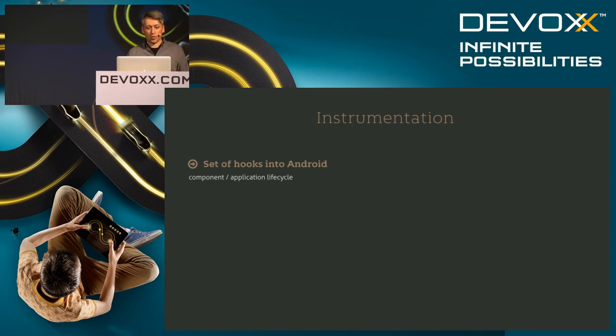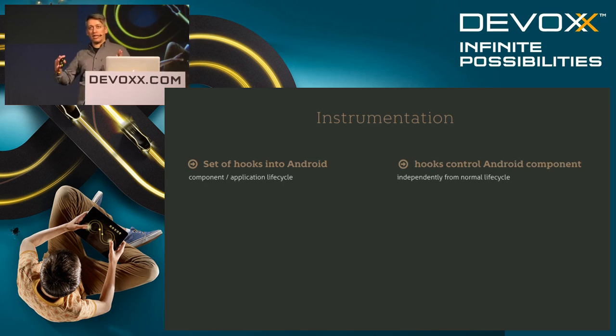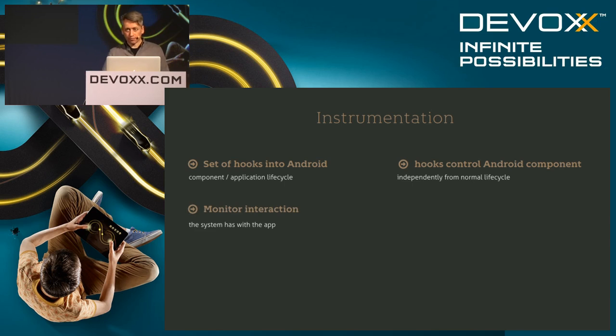Now, let's talk about instrumentation. What is instrumentation? Basically, instrumentation makes sure that the testing system has hooks into your Android application, and it can also control your application lifecycle and monitor what is going on in your real application.